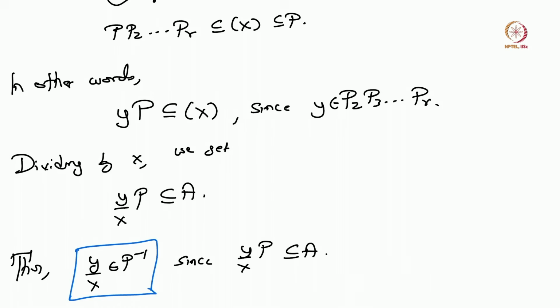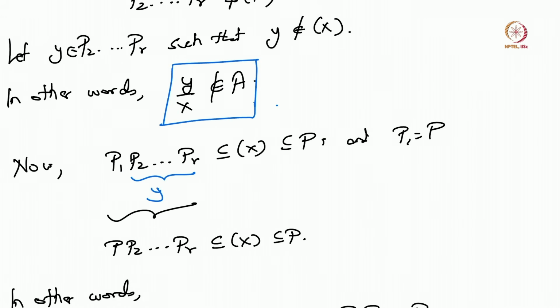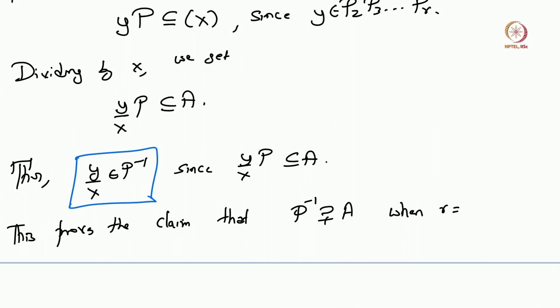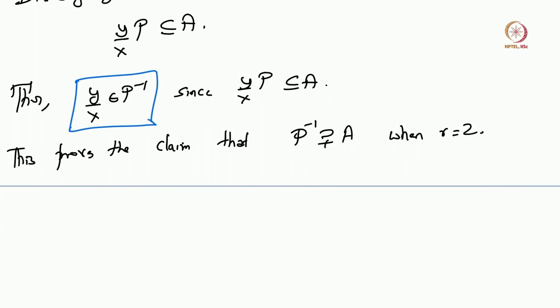So we've constructed an element y over x that belongs to P inverse, but this element y over x does not belong to A, and so this proves the claim that P inverse strictly contains A when r equals 2. We've already shown this claim when r equals 1.